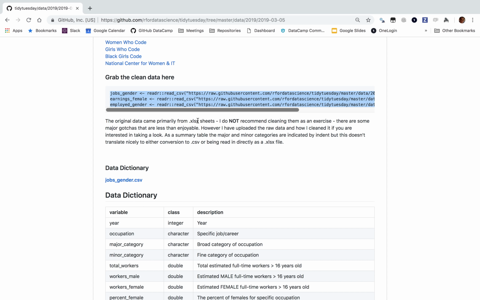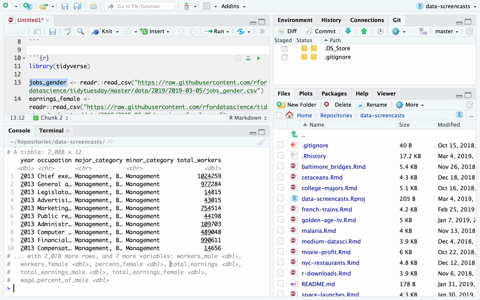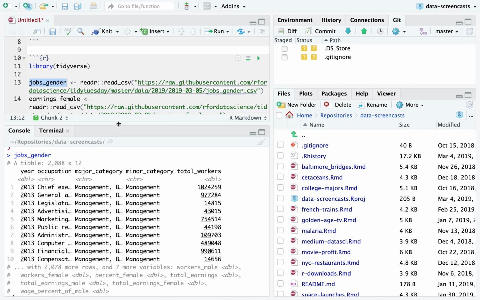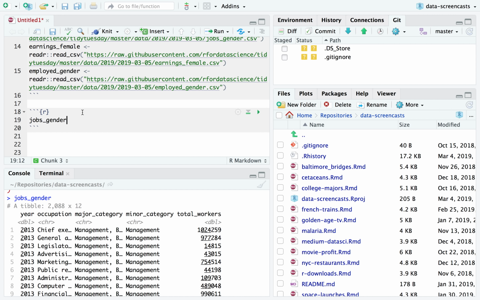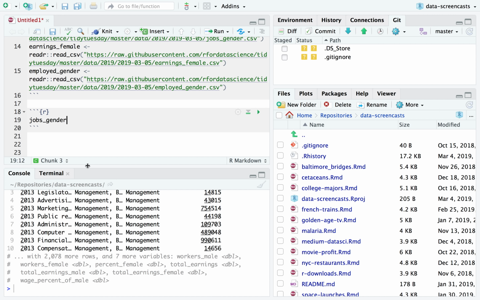Maybe I will afterwards. Okay, so what we have is year, occupation. Oh, each occupation comes from a major and minor category, and falls into workers. Okay, total earnings, male, female, wage, percent of male. Okay, so we're looking at 2013 to 2016. We're going to start with the jobs gender data.